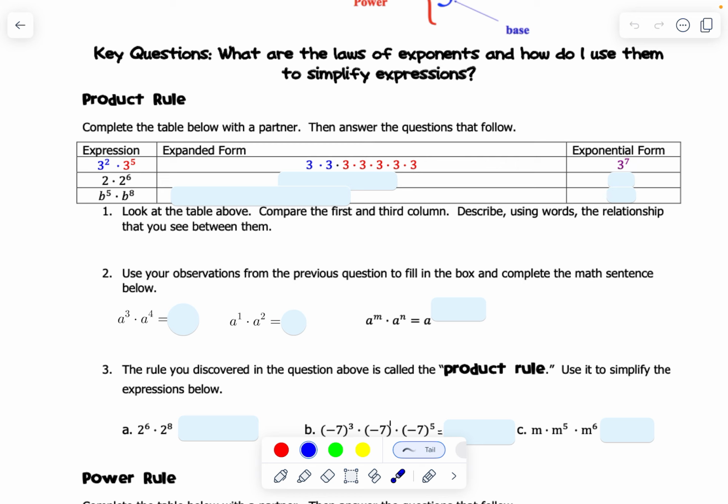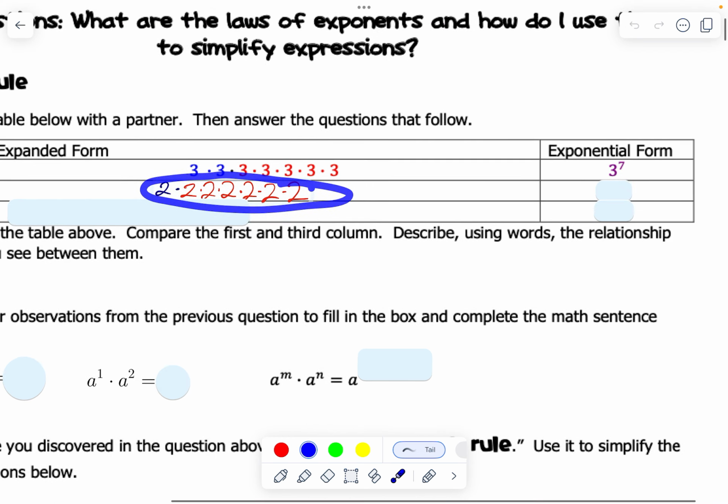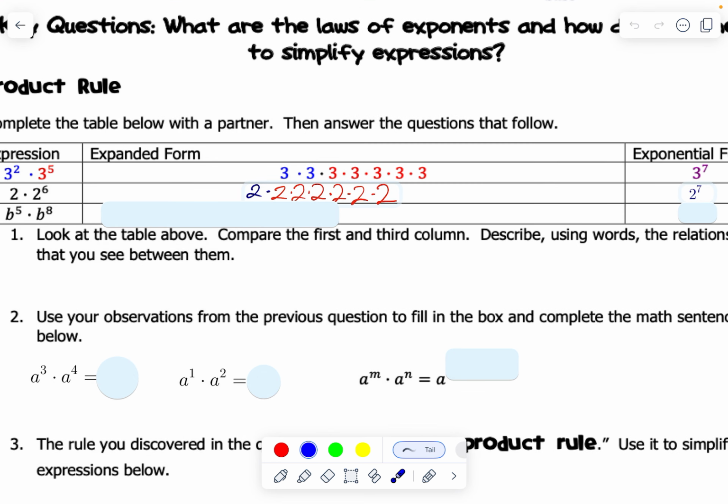If we try 2 times 2 to the 6th, go ahead, pause the video, give that a shot. And here is what we should see. I've got 2, there's my first 2, times 2 to the 6th. And so how many 2's do I have multiplied all together? We should count that we have 7 2's multiplied all together, so we'd say that that is 2 to the 7th.